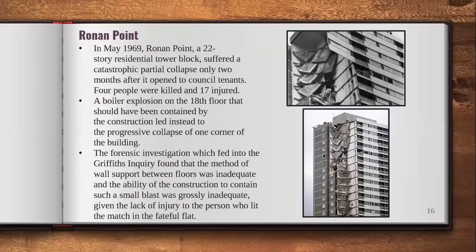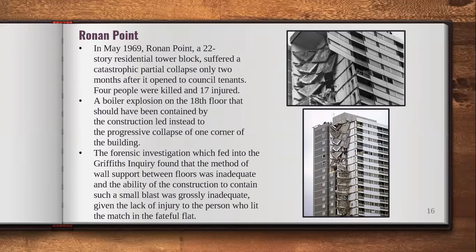So next would be the Ronan Point. So this tackles more on the building collapsing. So before we had a bridge that collapsed, now we had a building. In May 1969, Ronan Point, a 22-story residential tower block, suffered a catastrophic partial collapse only 2 months after it opened to council tenants. 4 people were killed and 17 injured. So a boiler explosion on the 18th floor that should have been contained by the construction led instead to the progressive collapse of one corner of the building.